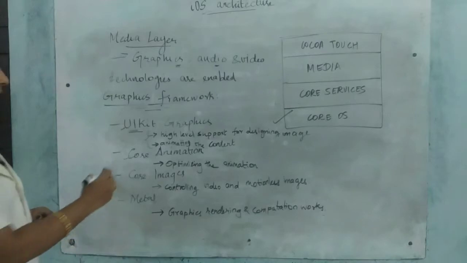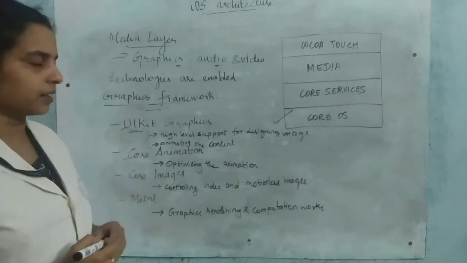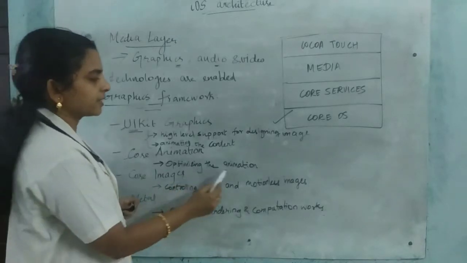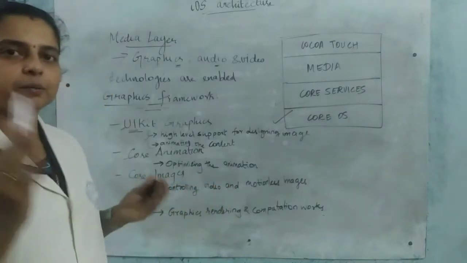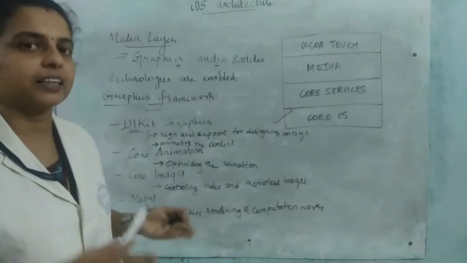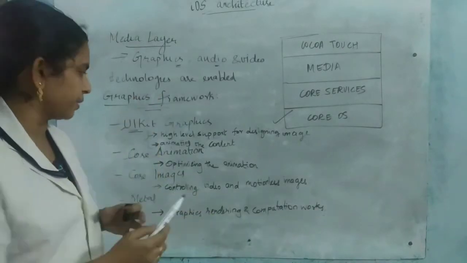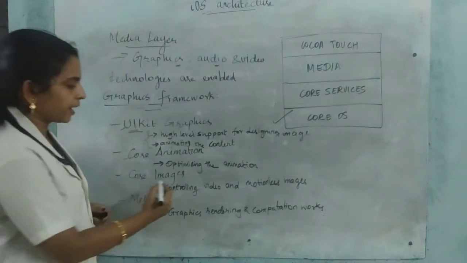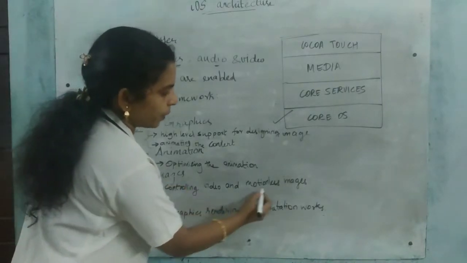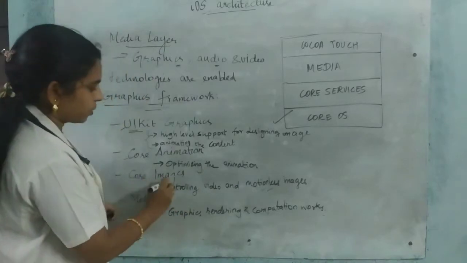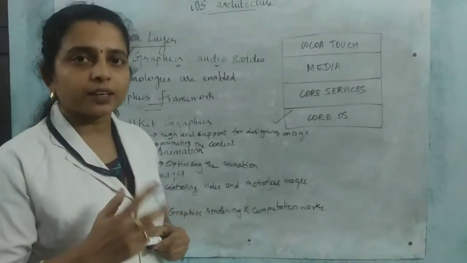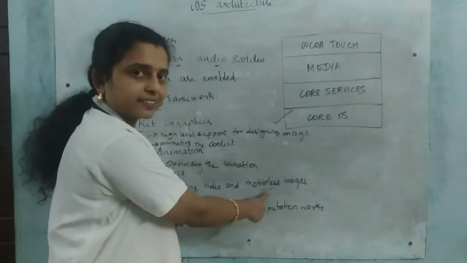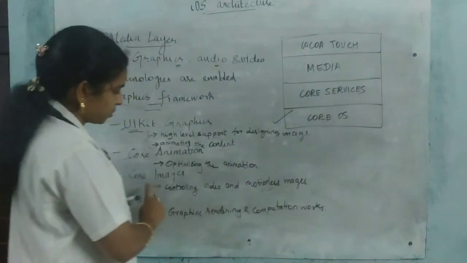Okay, and the second one, Core Animation. The main work of Core Animation is optimizing the animation. So the animation that was already done, right? For optimizing the animation, we are using the Core Animation framework. Okay, then Core Image. For controlling video and motionless images, Core Image is used. It controls the video and motionless, that is movementless, images.